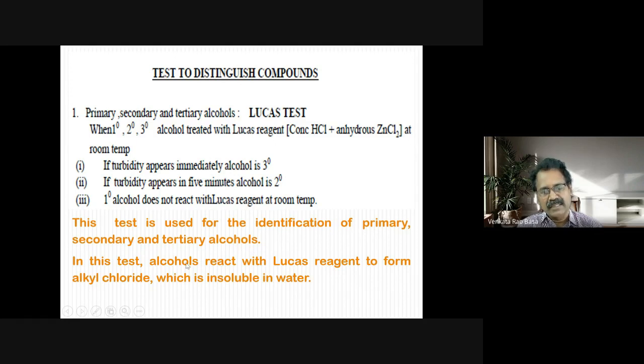In this test, alcohols react with Lucas reagent to form alkyl chlorides, which are insoluble in water. That's why they appear turbid, or appear as a white-colored residue.